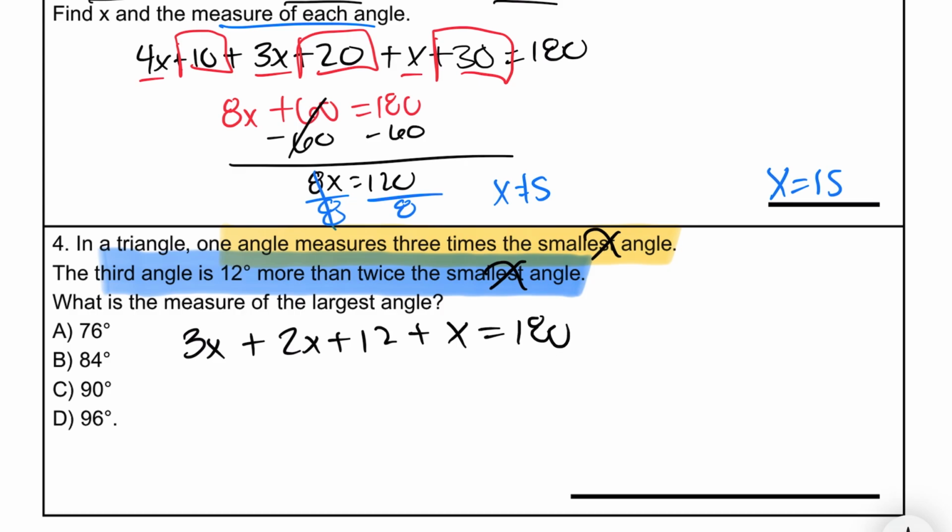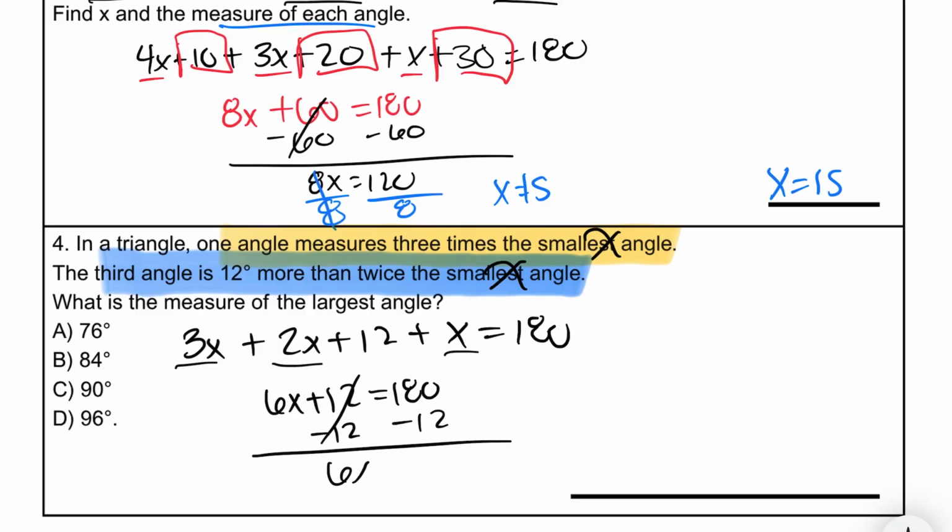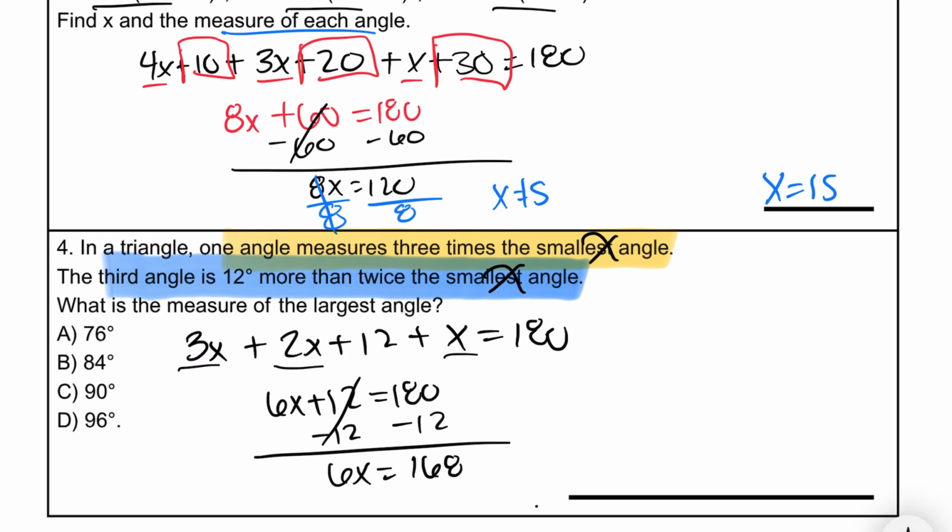Okay, so the first thing we have to do is solve for x. So 3x plus 2x plus x is 6x. Plus 12 equals 180. Subtract 12 on both sides. And we get 6x is equal to 168. Let me double check that because I don't want to get it wrong because that's kind of embarrassing. Equal 168. Then divide both sides by 6, and x equals 28.